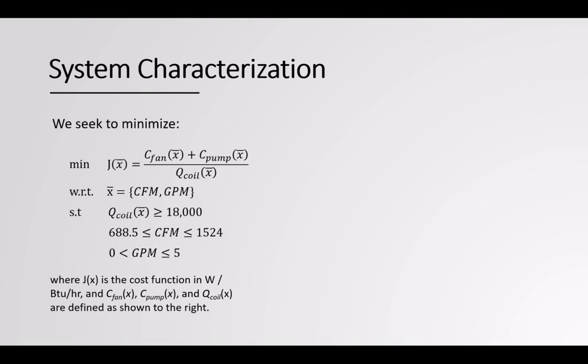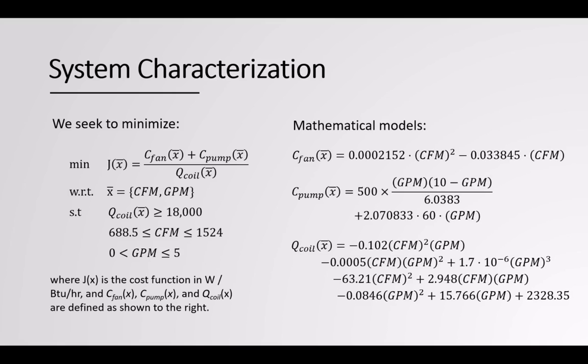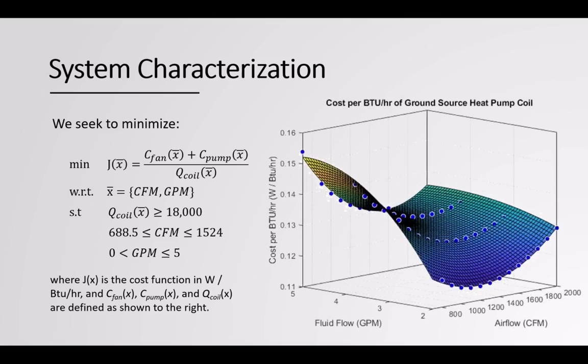Thus, formalizing our optimization problem, we seek to minimize J of x, which is the cost of the fan and the cost of the pump, both in watts, divided by the coil output in BTUs per hour. The constraint on Q coil represents 1/2 of the typical cooling demands of an American household, and we have some feasible bounds on our two variables.